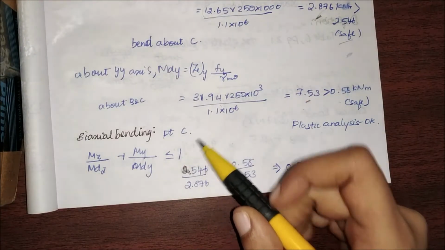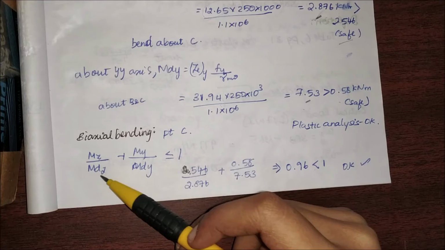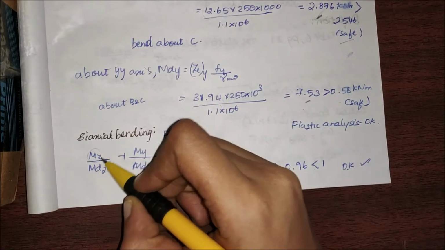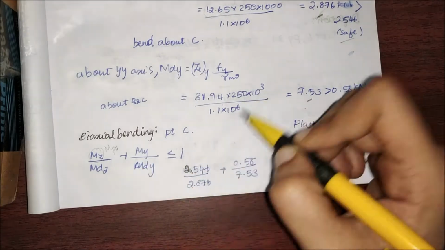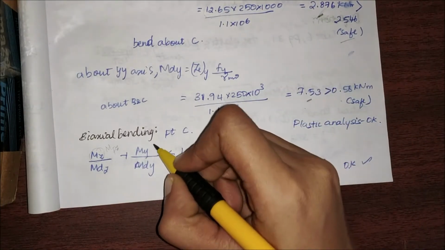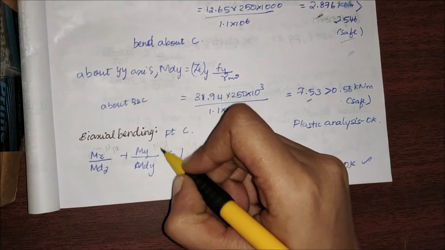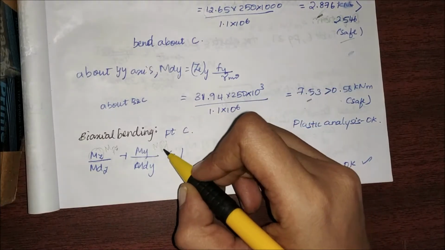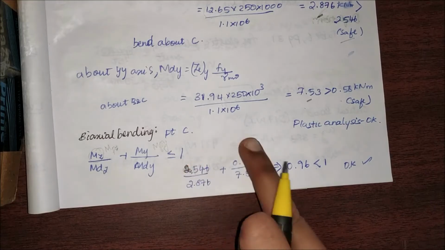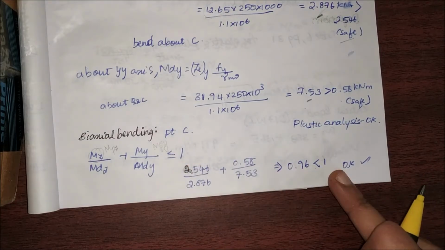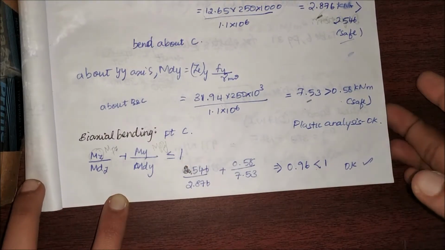So for biaxial bending, the formula is Mz divided by Mdz, where Mz is nothing but Mpz, that is the moment obtained using plastic analysis, and My is Mpy, that is the moment in y direction obtained using the plastic analysis. On doing so, you have to make sure that it is less than 1, and it is 0.96, it is less than 1, therefore it is safe in biaxial bending also.